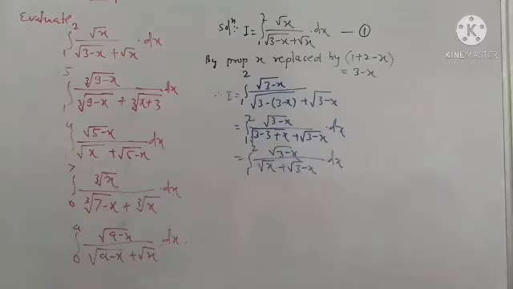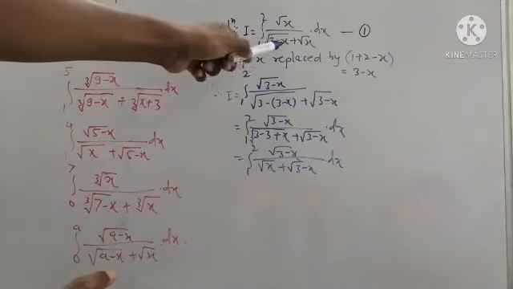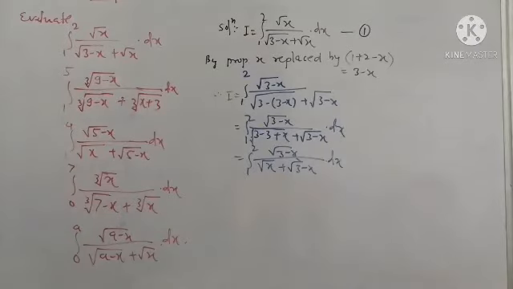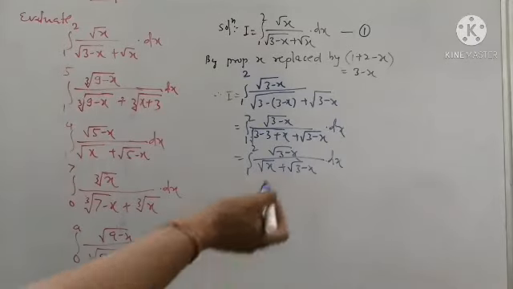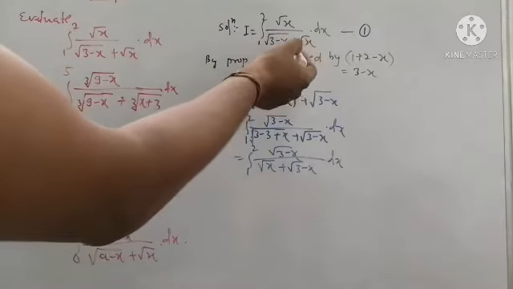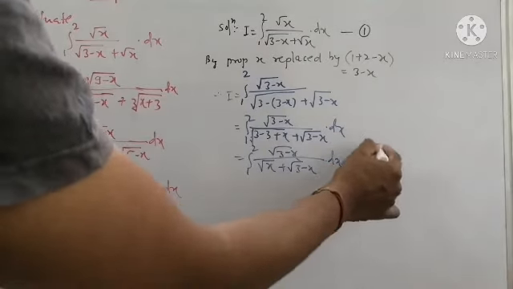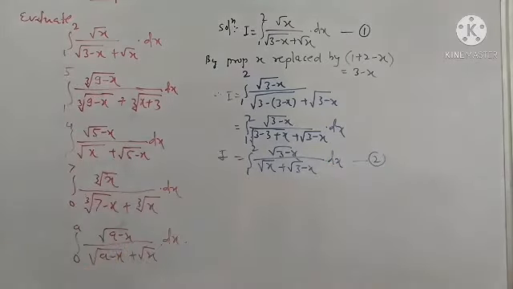Now you can observe that the term which is in the denominator is now in the numerator, and both integrals have the same denominator, as the terms are only interchanged: here the numerator is root of 3 minus x, and here the denominator is root x plus root of 3 minus x. The terms are only interchanged. Now call this integral number 2. Remember these steps: simple algebraic simplification by using the property we used.